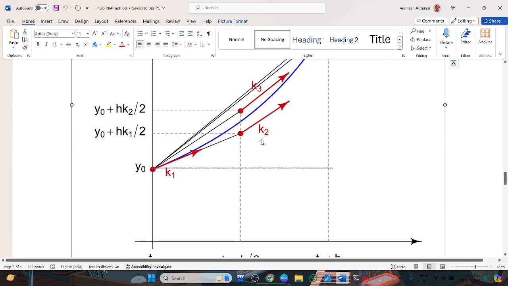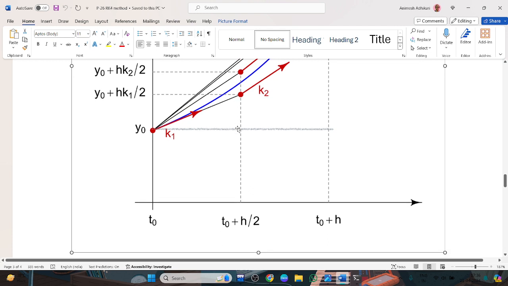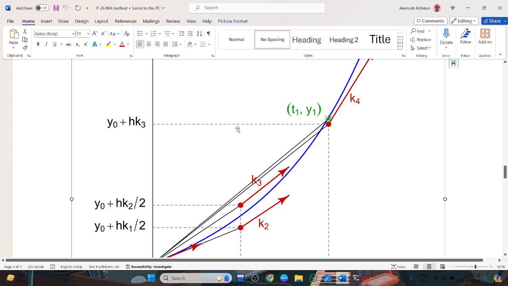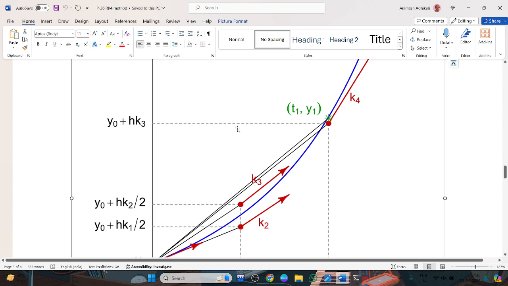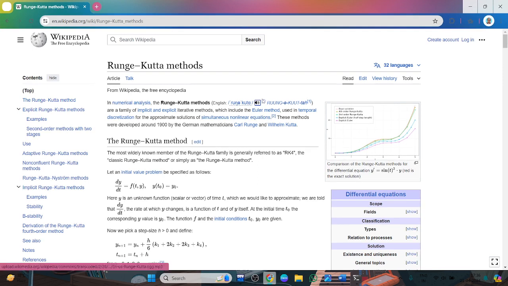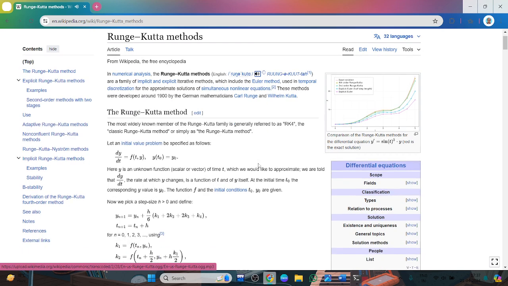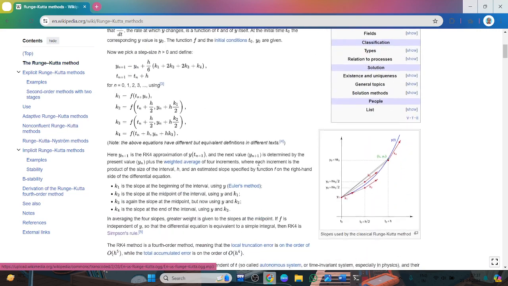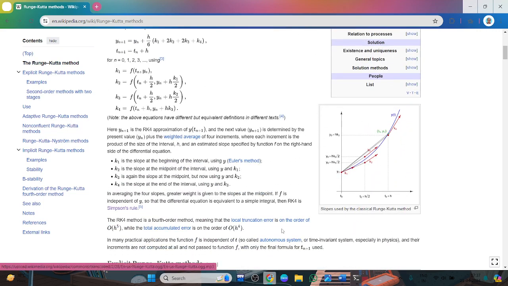And we got this graph from Wikipedia. Thanks Wikipedia. And hence this is the Runge-Kutta fourth order method, the explanation from this graph, and this beautiful description of Runge-Kutta, and this is the graph from Wikipedia.